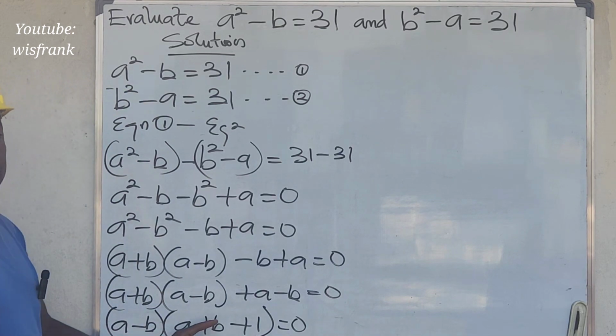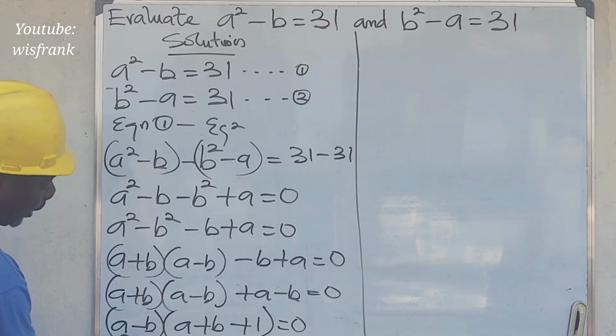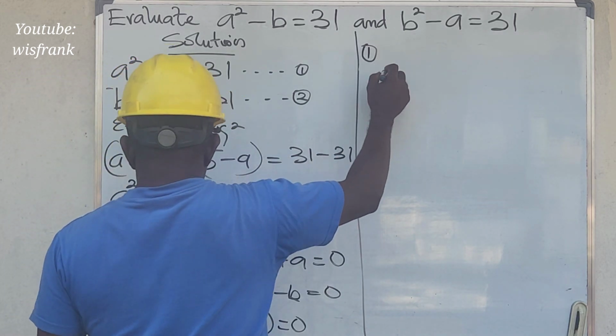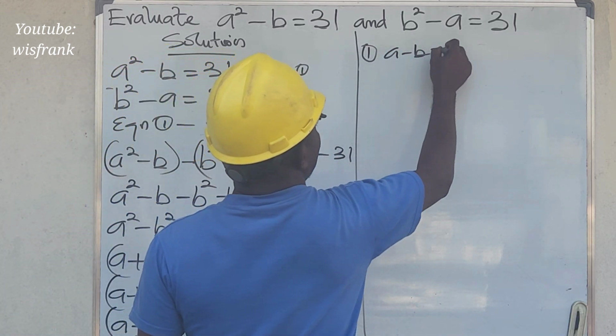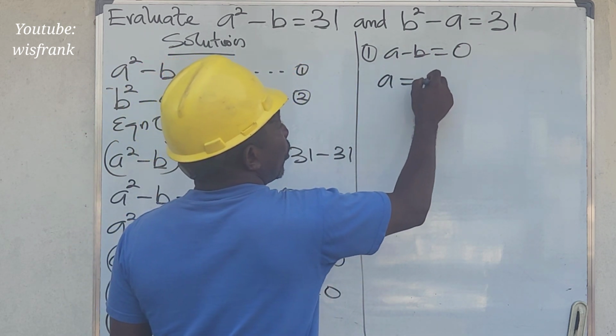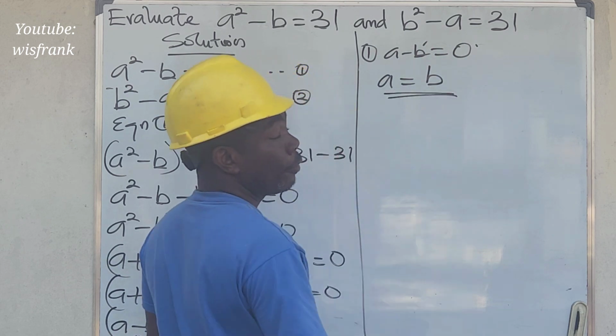So we have two parentheses here. It is either the first one equals 0 or the second one equals 0. Let this be case 1 and this be case 2. For case 1, we have a minus b equals 0. So our value of a will be equal to b when b is transferred to the other side. This is what we have for case 1.